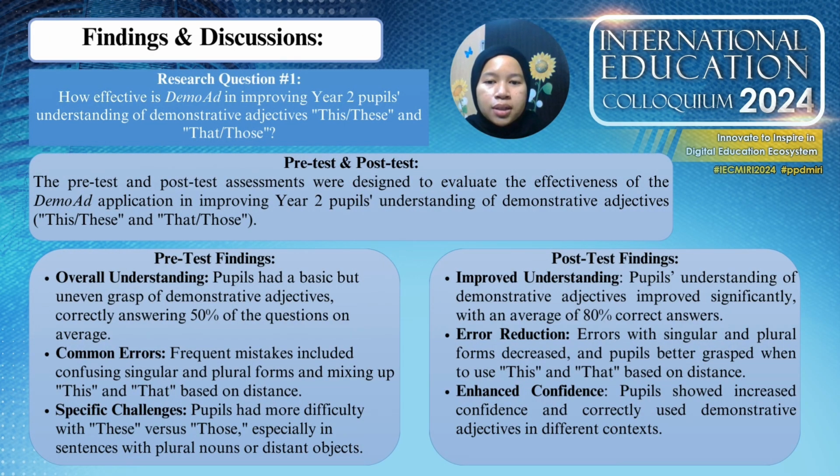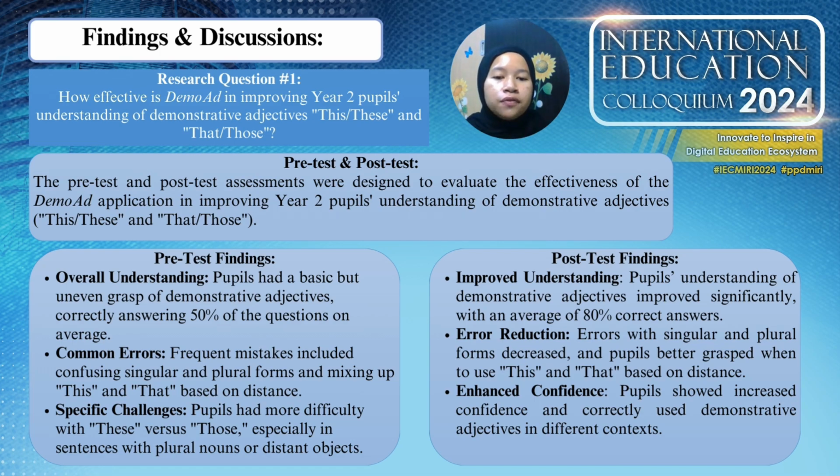So, and discussions. Here, firstly, we'll try to answer research question number 1. How effective is DemoAd in improving Year 2 pupils' understanding of demonstrative adjectives? So the pretest findings are, firstly, for the overall understanding, they are still very basic and could only answer about 50% of the questions right on average. The common errors included confusing the singular and plural forms and mixing up these and that based on distance. That's the specific challenge. Pupils had more difficulty with these versus those, especially in sentences with plural nouns.